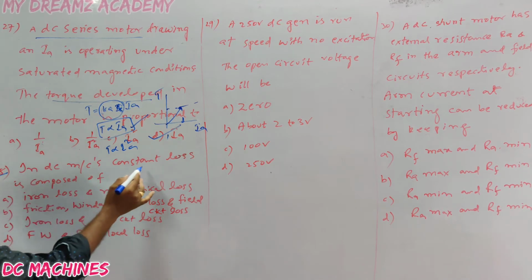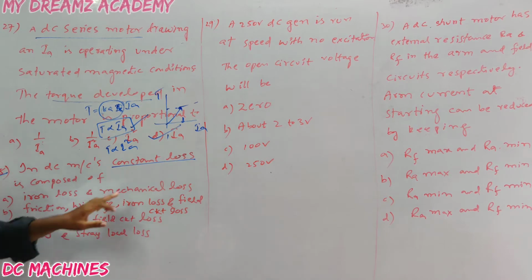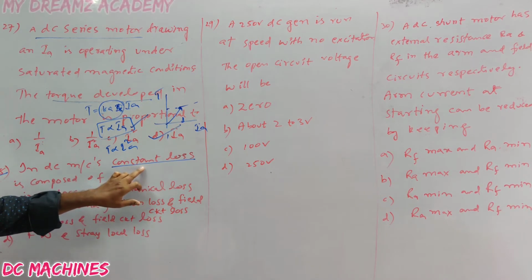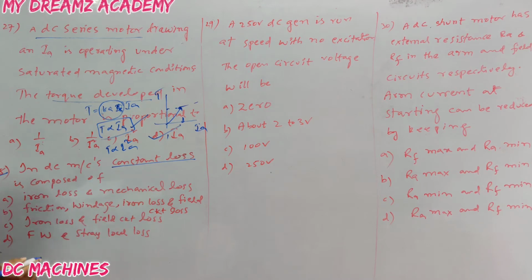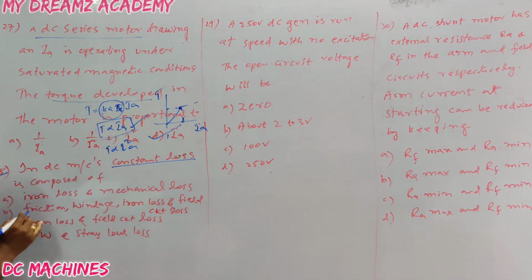In DC machines, constant losses are composed of what? What are the constant losses we studied in DC machines? The combination of friction loss, windage loss, iron losses and shunt field copper losses. These are all called constant losses. Variable losses are series field copper losses and armature copper losses. Here, constant losses mean the combination of iron losses and mechanical losses.